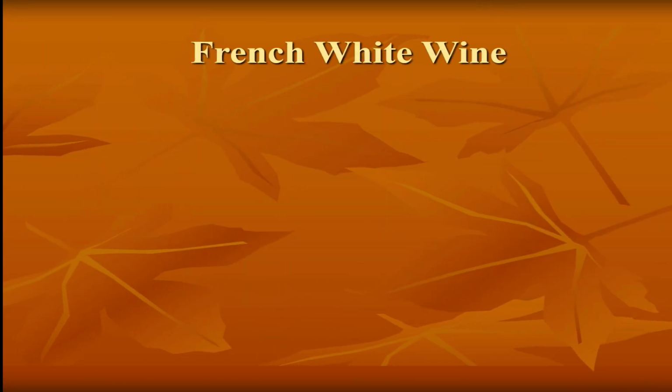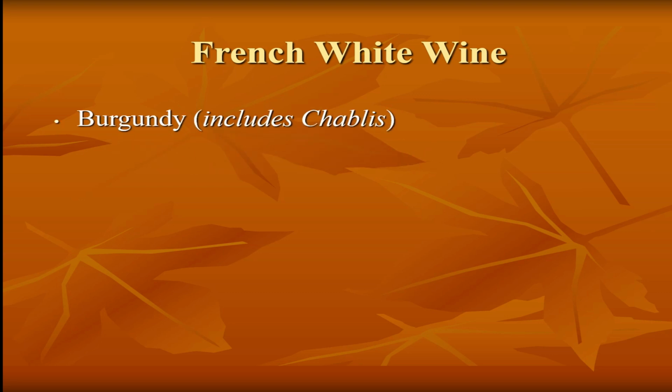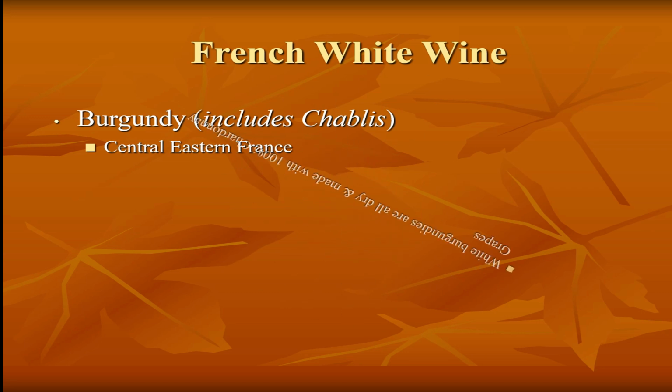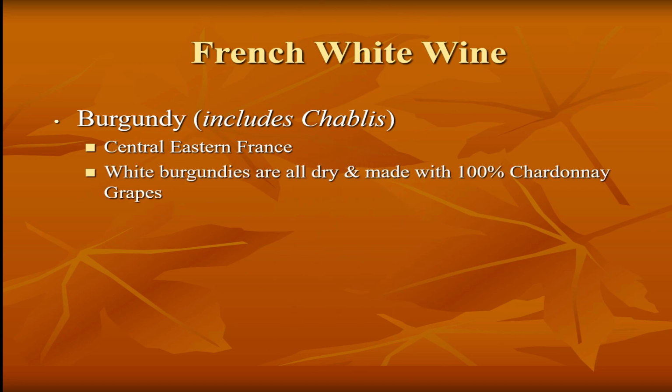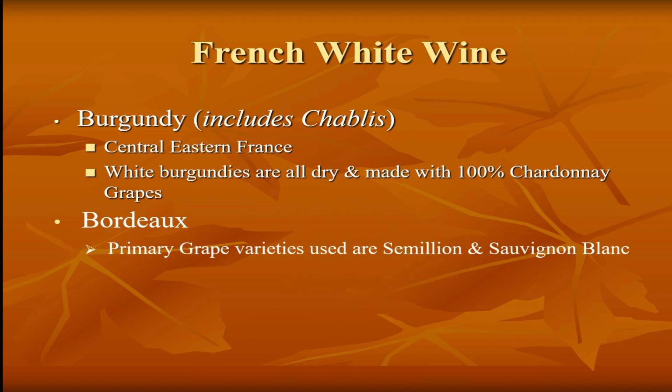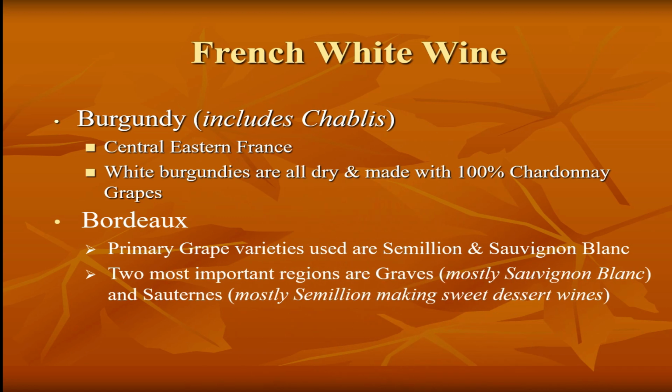French white wine. First is Burgundy, includes Chablis. It's located in central eastern France. White Burgundies are all dry and made with 100% Chardonnay grapes. Second is Bordeaux. Primary grape varieties used are Semillon and Sauvignon Blanc. Two most important regions are Graves, mostly Sauvignon Blanc, and Sauternes, mostly Semillon, making sweet dessert wines.